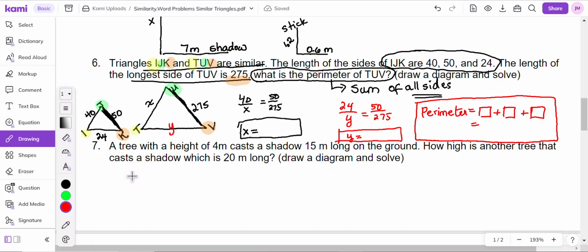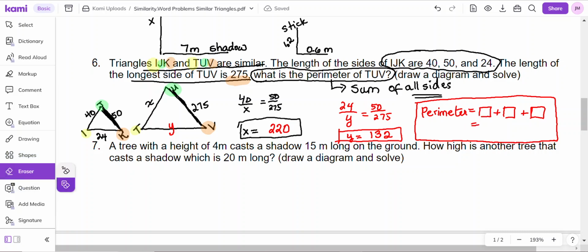Now the big question is, does everybody have the same x? What is x? 220. What is y? 132? All right, so that means that we need to add, these are not big enough, hold on. My boxes were too tiny, here we go.